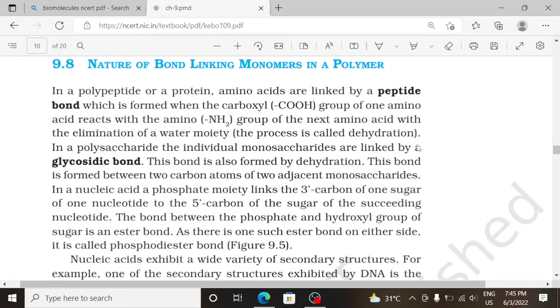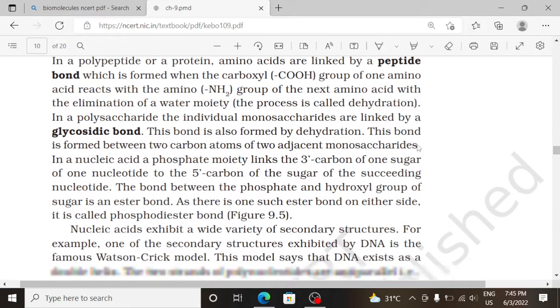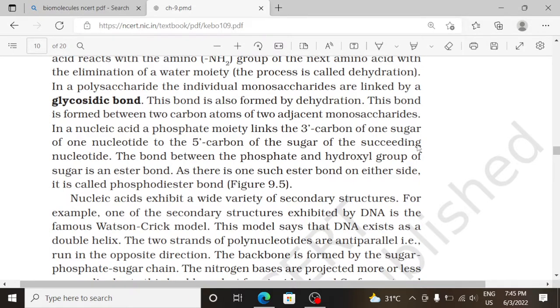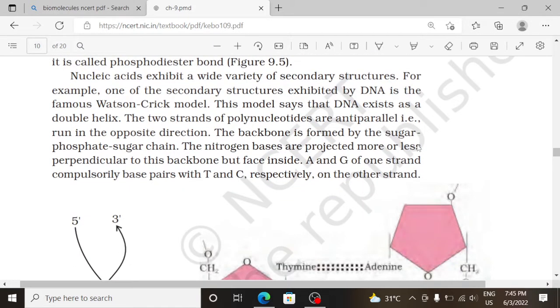In polysaccharide, the individual monosaccharides are linked by a glycosidic bond. This bond is also formed by dehydration. This bond is formed between 2 carbon atoms of 2 adjacent monosaccharides. In a nucleic acid, a phosphate moiety links the 3' carbon of the sugar of one nucleotide to the 5' carbon of the sugar of the succeeding nucleotide. The bond between the phosphate and hydroxyl group of sugar is an ester bond. As there is one such ester bond on either side, it is called phosphodiester bond.